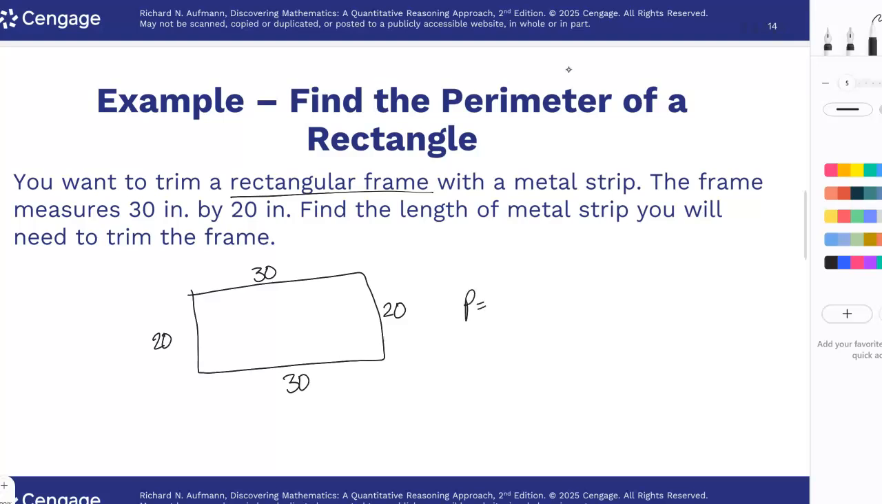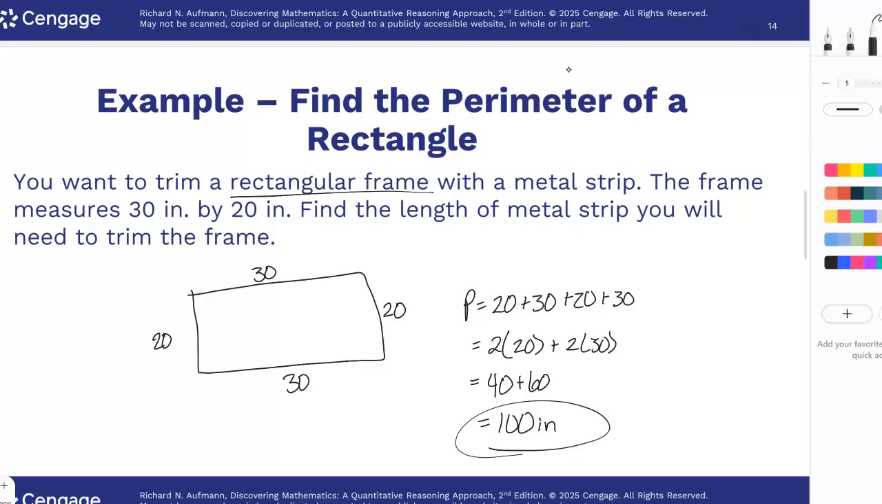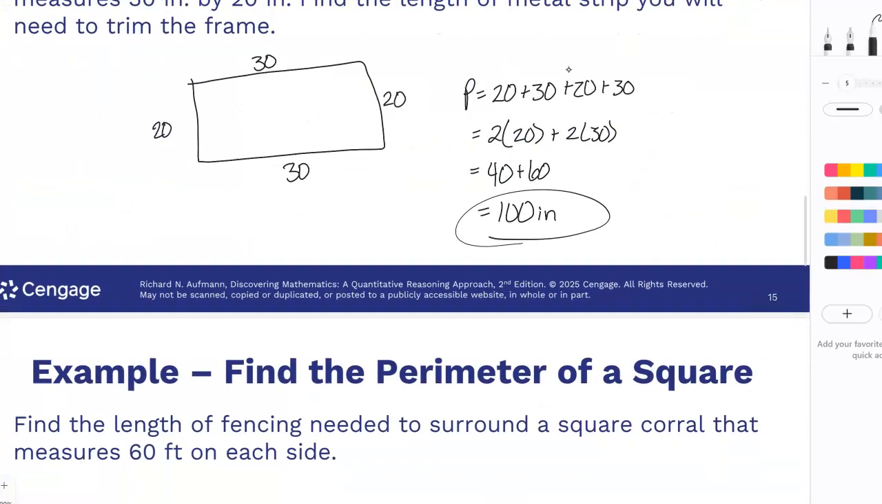So perimeter is just distance around. So it's 20 plus 30 plus 20 plus 30. Or we could use our shortcut formula, which is 2 times 20 plus 2 times 30. So 40 plus 60, which is going to be 100. So we would need a piece of metal strip that is 100 inches long, and then we could bend it to fit around this, or trim it to fit around that.